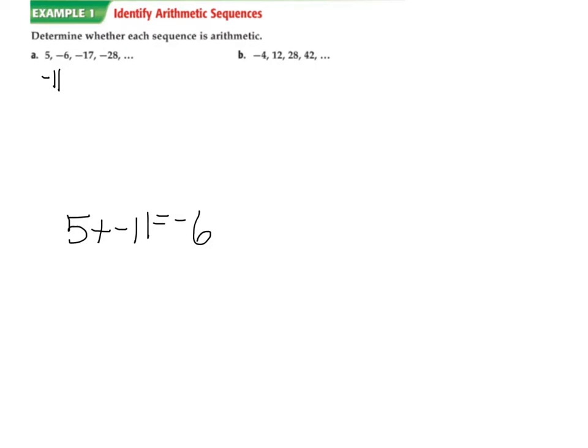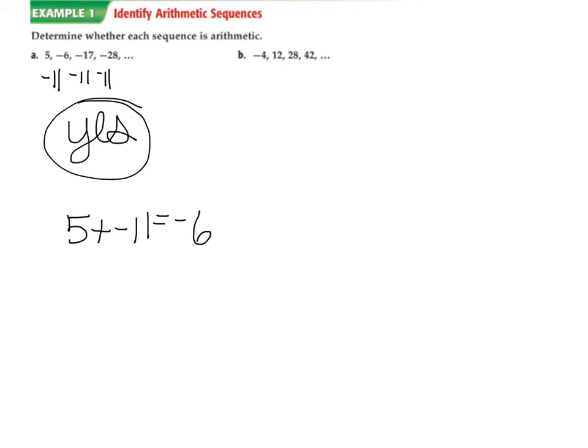So let's see what we do to get from negative 6 to negative 17. If we go from negative 6 to negative 17, we're also going to be subtracting 11 or adding negative 11. And to get from negative 17 to negative 28, we'll also be subtracting 11 or adding negative 11. So this one is going to be arithmetic.